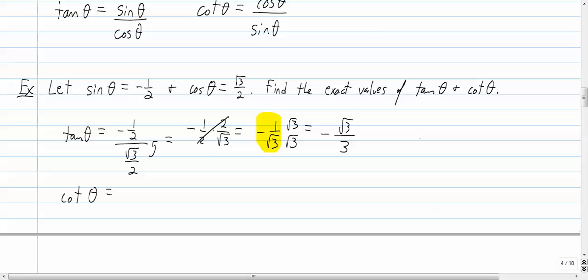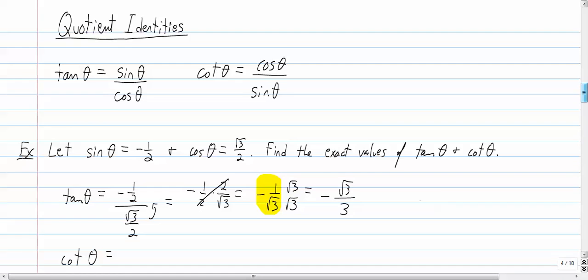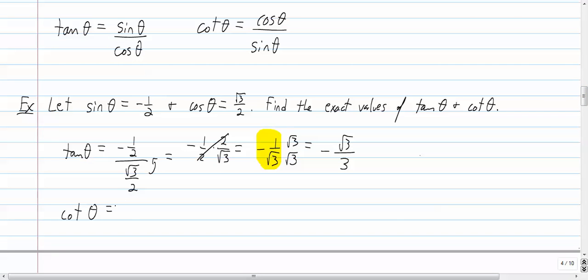If you want to use the quotient identities, since that's what we're covering here, then we'll say, okay, that's cosine of theta divided by sine of theta. So that's square root of 3 over 2 divided by negative 1/2. Flip and multiply, and you'll get square root of 3 over 2 times negative 2 over 1. The 2's cancel out, and that leaves you with negative square root of 3.